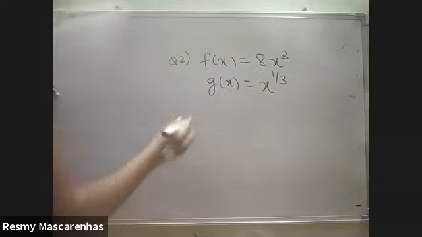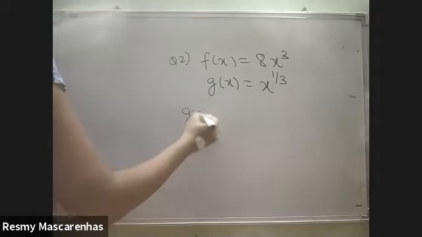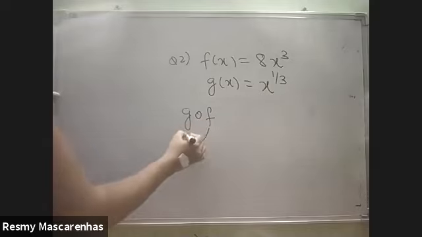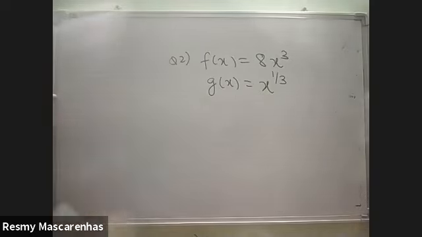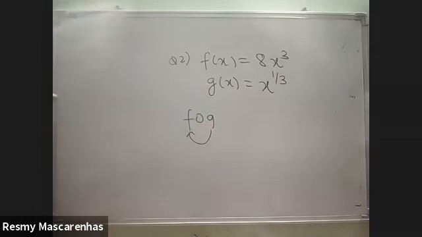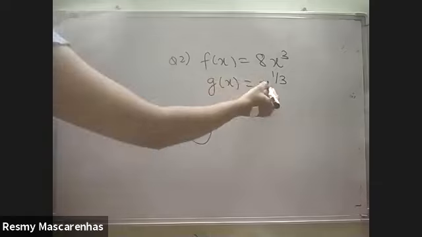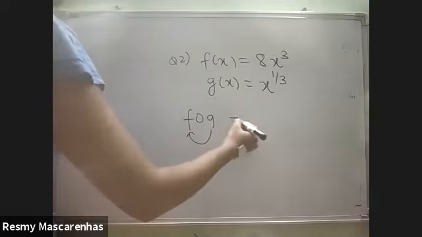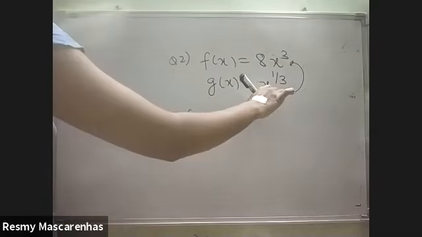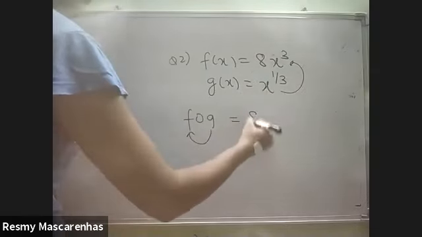Okay, so finding GOF. You have asked FOG first, okay, no problem. FOG. So G you have to put in F. So instead of x, what will come? X raised to 1 by 3.